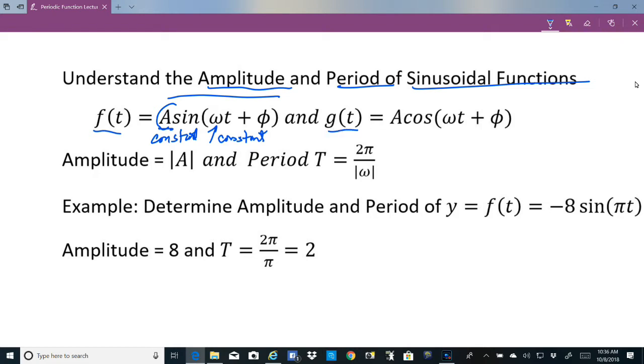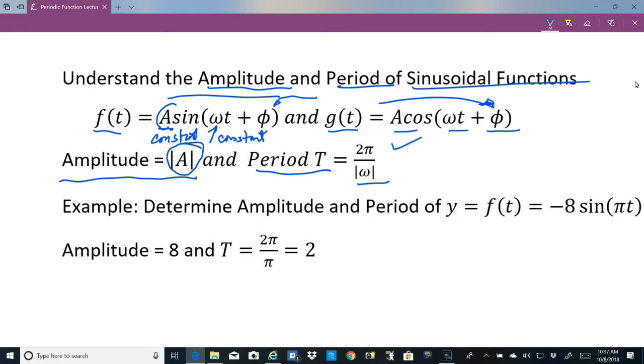Now we also have g of t equals A cosine of omega t plus phi. This phi is also a constant, and it basically causes the waveform to be shifted to the right or the left, depending on how big phi is. We're going to look at that also in a moment. But anyway, we define the amplitude as being the absolute value of A. The period is 2 pi divided by the absolute value of omega. In most cases, omega is going to be positive, but it could be a negative number, and you still need to be able to get the period.